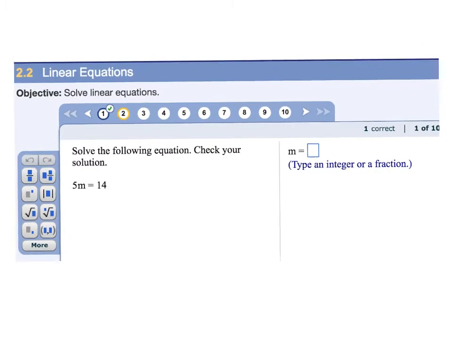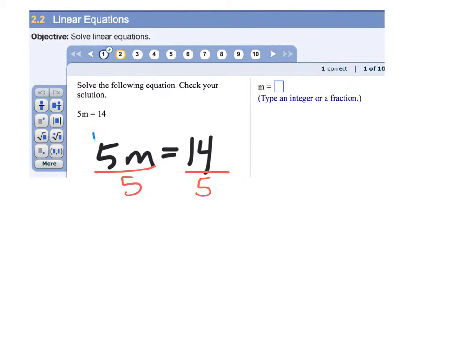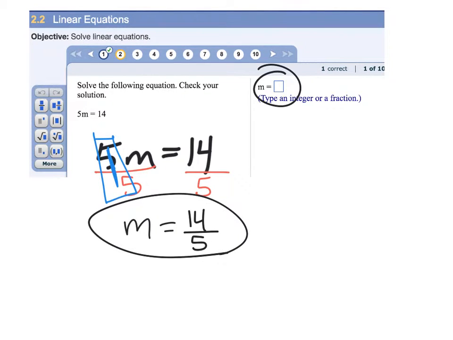All right, so here we're just going to solve the following equation. So this is basically kind of like what we were doing in previous videos. You've got 5m is equal to 14. And we want to get m all by itself, so we're going to divide both sides by 5. So 5 divided by 5 gives us 1. So that's m is equal to. Now, because 14 divided by 5 is not a nice, perfect whole number, we're just going to leave it as 14/5. So your solution right here is 14/5.